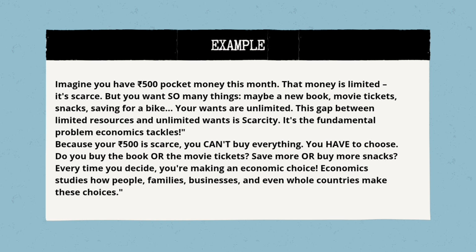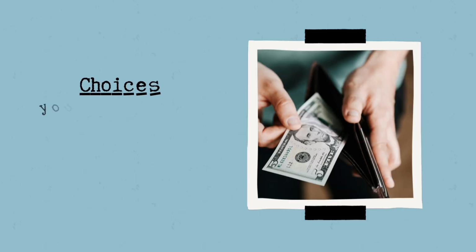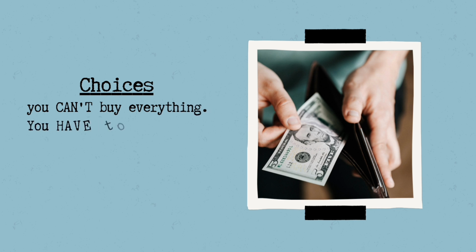Because your 500 is scarce, you can't buy everything. You have to choose. Do you buy the book or the movie tickets? Save more or buy more snacks? Every time you decide, you're making an economic choice. Economics studies how people, families, businesses, and even whole countries make these choices. The challenge is that our wants are bigger than the resources available to fulfill them. This mismatch between limited resources and unlimited wants is the core problem economics tries to solve.